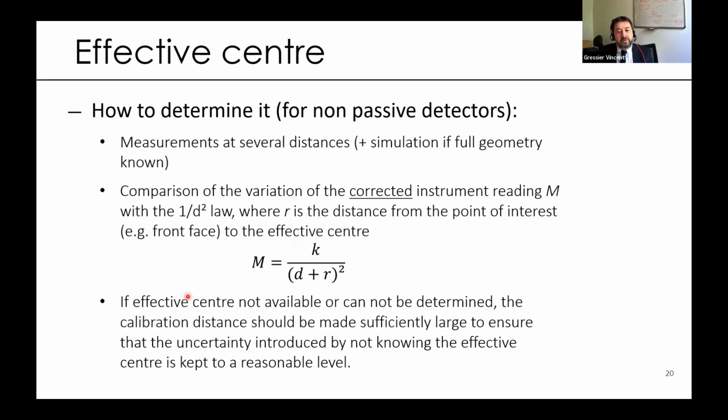So if this is not available, and if it's too difficult to determine, then the only solution is to put your detector at a sufficiently large distance so that even the uncertainty introduced by not knowing the effective center will be kept at a reasonable level.